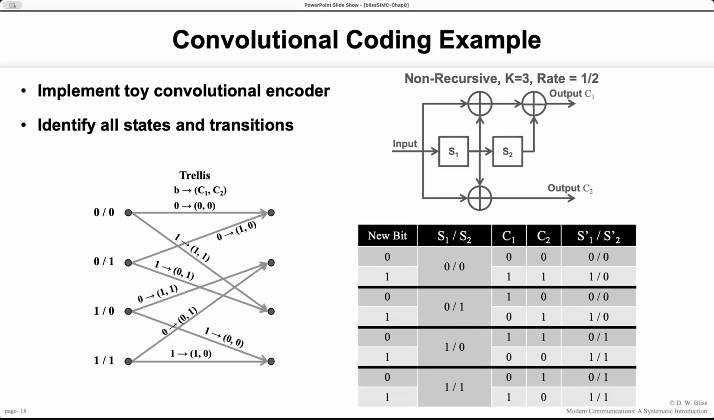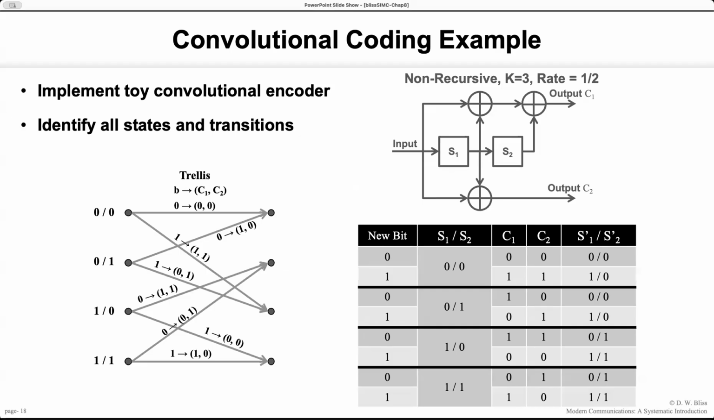Let's say we have state 1, 0. So that's the third block of states. And let's say that the input bit is a 0. All right, so S1 is 1 and S2 is 0 in this case. And so if we follow the top path, S1 is 1. All right, well, there's a 1 up there. And then input bit is a 0. So 1 plus 0 is 1. State 2 is a 0.